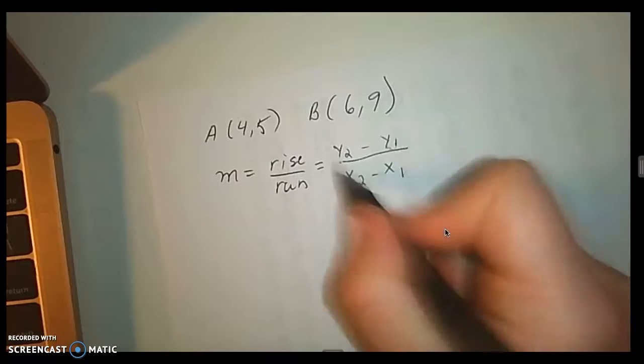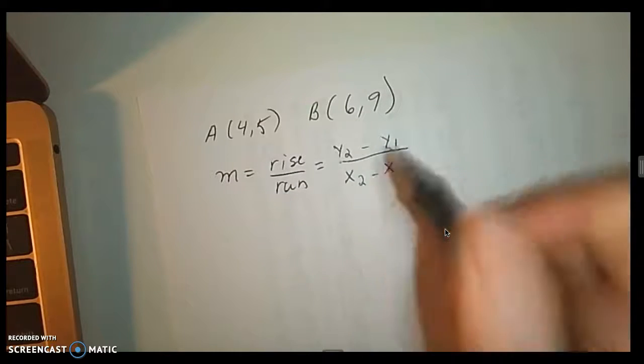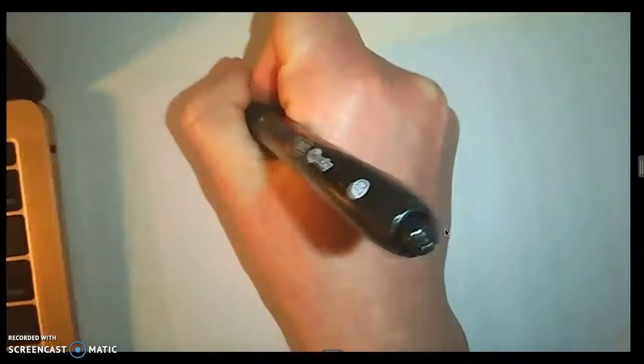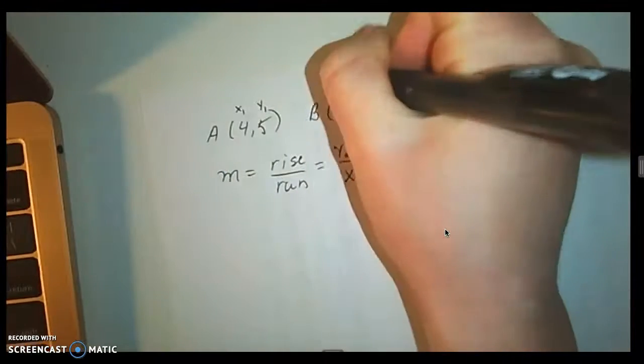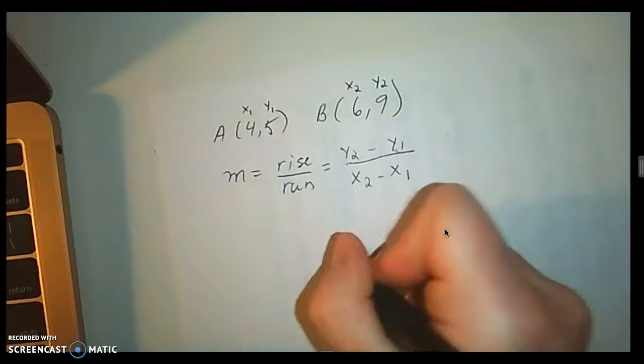When I'm doing this though, because it's kind of like a process, I find it easier to label my points. So point A, I'm going to say that this is x1 and y1. And then point B, x2, y2. And then that'll just remind me where to put the numbers in my equation.